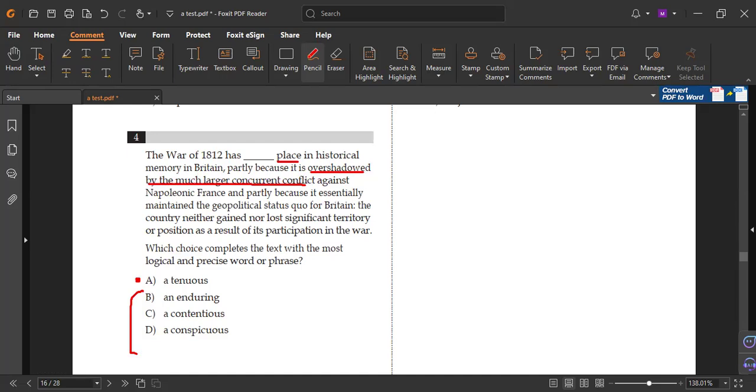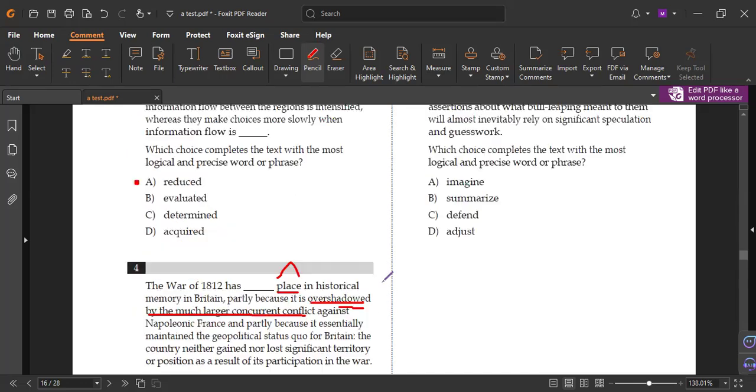But we have a problem. What does the letter C mean? Contentious means to cause or to make disagreement. But it does not describe the place as disagreeable, or the place making disagreement. No. So here it means tenuous, because tenuous means overshadowed, uncertain. That's why letter A is correct. Try number 5.